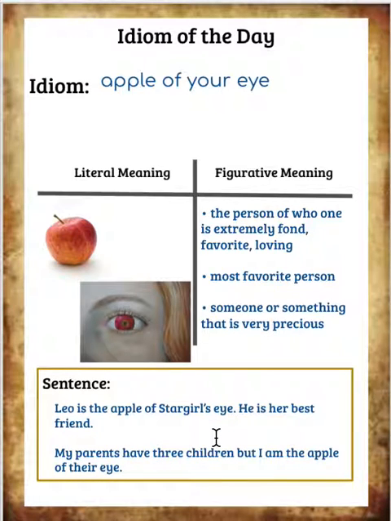Leo is the apple of Stargirl's eye. He is her best friend. My parents have 3 children, but I am the apple of their eye. Or, my little niece is the apple of my eye, and I love her so much. So, that's what we say. We call people who we really love and adore and who are our favorite, we call them the apple of our eye.